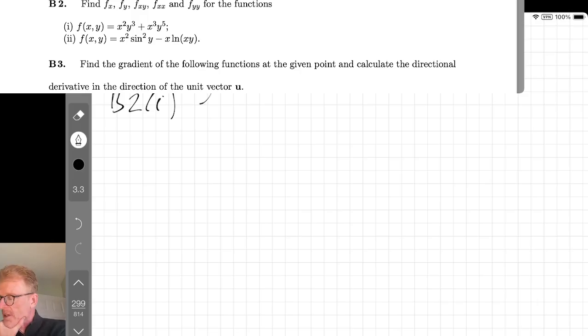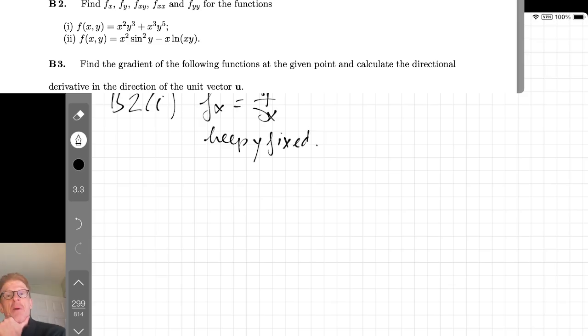So you need to calculate fx, which is df/dx, while keeping y fixed. So y, for all intents and purposes, is constant. So y to the third in there, you just keep it constant. So you just take it with respect to x. So that's 2x, and y to the third is just a constant, while taking the derivative with respect to x, and this is 3x squared y to the power 5.